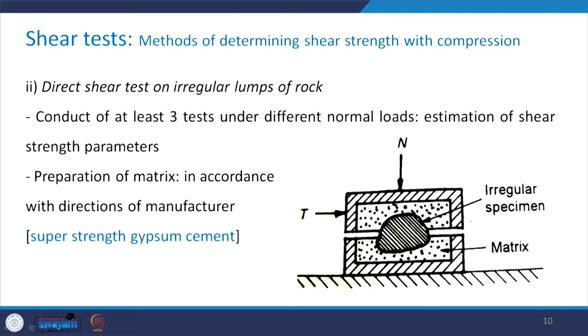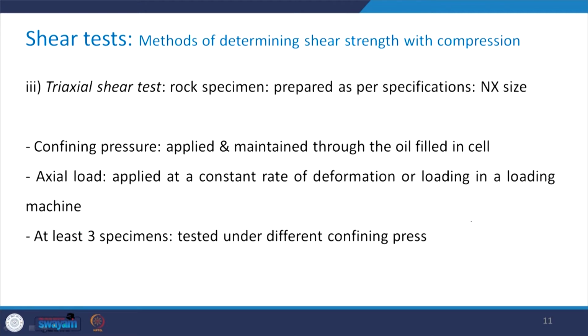This should be done in accordance with the directions of the manufacturer. For example, super strength gypsum cement can be used as the matrix material. So, this is how the direct shear test on irregular lumps of specimen can be conducted. Now, coming to the next category of the shear test, which is the triaxial shear test.